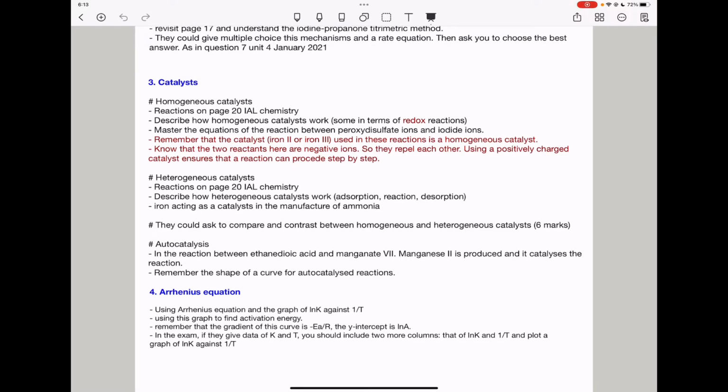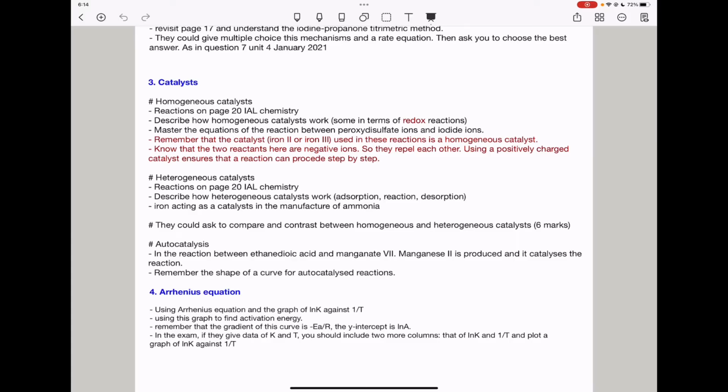Finally, they can ask about the Arrhenius equation. Please remember how to use this equation in drawing a graph of natural log of k against 1 over T. The Arrhenius equation forms an equation in the form of y equals mx plus c. This is going to be a straight line graph with a negative gradient. The gradient of this line is negative Ea over R. So we can use the gradient of that line to give us the activation energy.